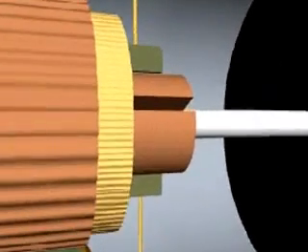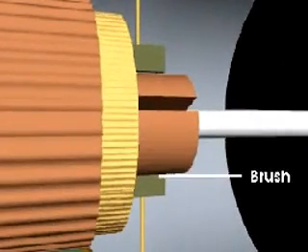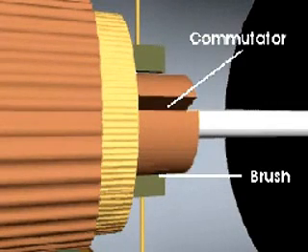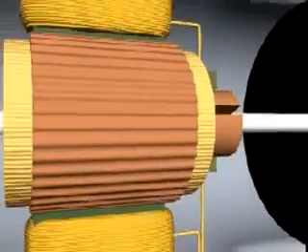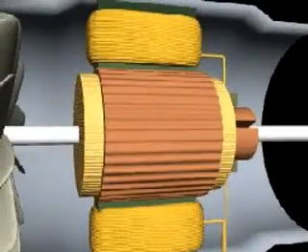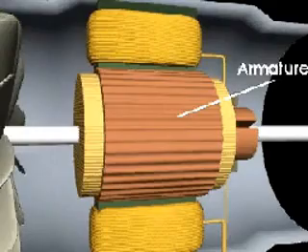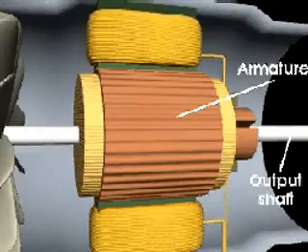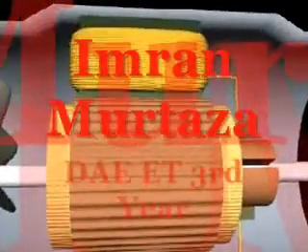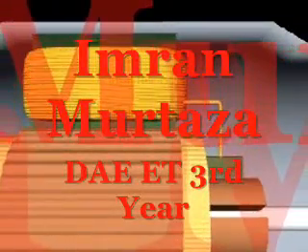Current flows through a wire to a block of graphite called a brush. The brush transmits current to the commutator, which consists of two or more semicircular split rings. The commutator is connected to a large coil of wire called the armature and to the output shaft. Current flows from the commutator through the armature, then back to the commutator.